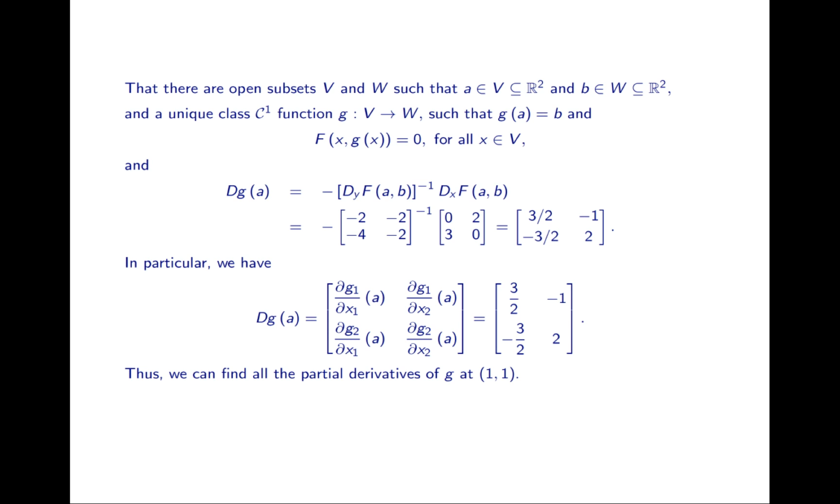So in particular, I know what the derivative of g is with respect to x1, with respect to x2, both components of g, because g maps a vector in R2 to a vector in R2. Therefore, I know all the partial derivatives of g at the ordered pair (1, 1). So this follows from the result of the implicit function theorem. So let's prove it. Let's get back to our regularly scheduled proof of the implicit function theorem.